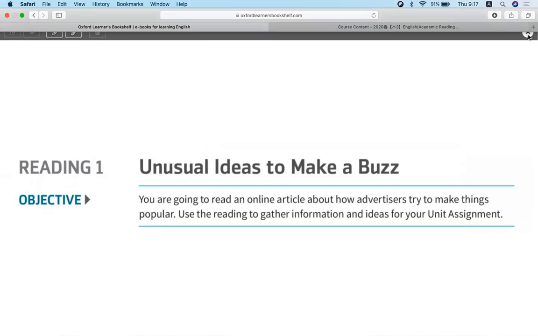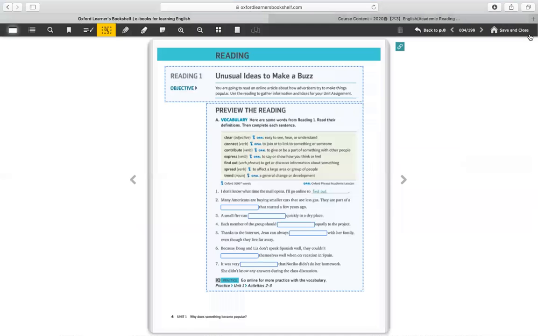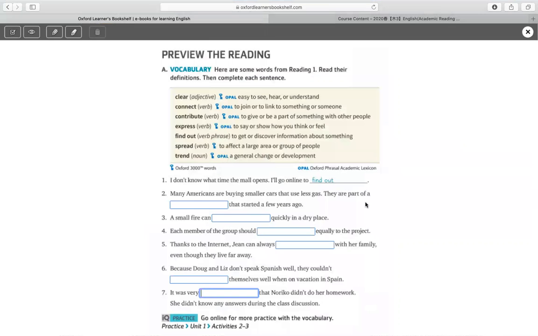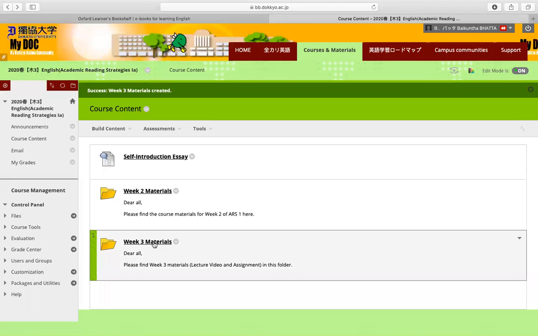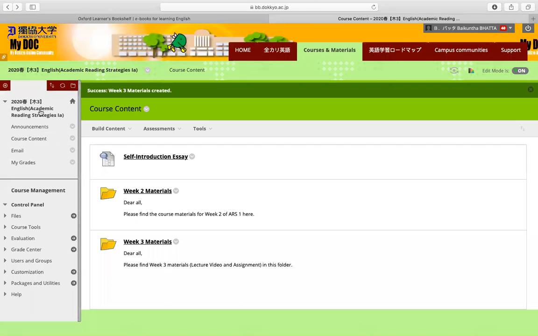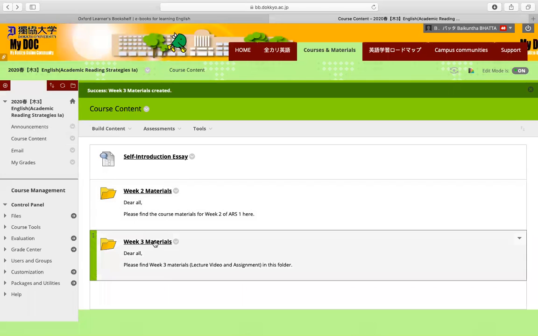Before we go to the reading, let's talk about some important vocabulary you will be discussing in this class. Here are some words from reading 1. We are on page 4. Read their definitions, then complete each sentence. Okay. You have words given there. Read the definition and fill in the blanks from number 1 to 7. And you will have to submit this through a Google form from your assignment, which will be posted in the week 3 materials on my doc. Okay, on my doc, go to your course folder, find week 3 materials, and then you can do the assignment later.